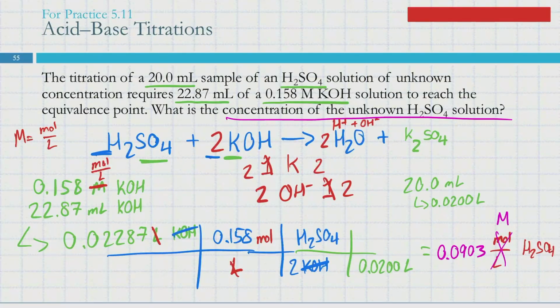And the reason that I'm saying that is we had similar volumes of our two things. We've got a ratio of 2 KOH to 1 H2SO4. So we should have basically a 2 ratio roughly between our molarities. And that's kind of what we have. We have 0.09, 0.158. It's a little more than half the concentration. It's in the same ballpark. We didn't get like 50 times the concentration. That would be crazy.